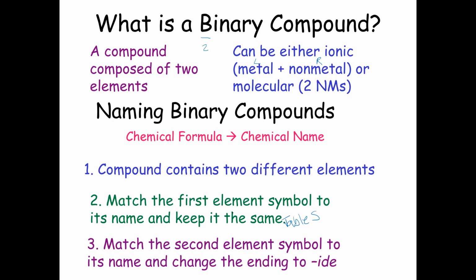Then for the second element, you're going to find its name and change its ending to "ide." This ending "ide" is the clue that it's in a chemical compound and not just two elements that are mixed together. Let's work through some examples.